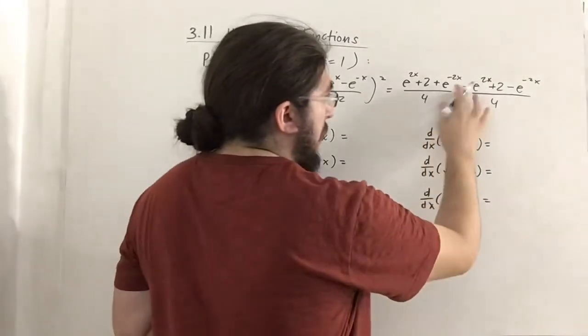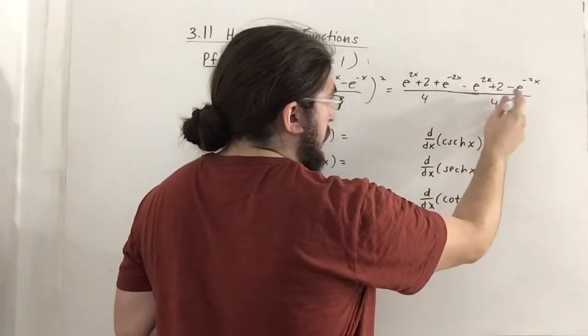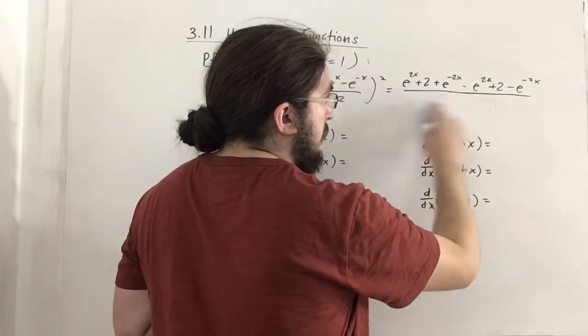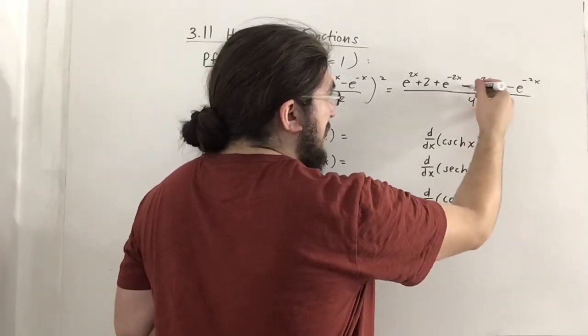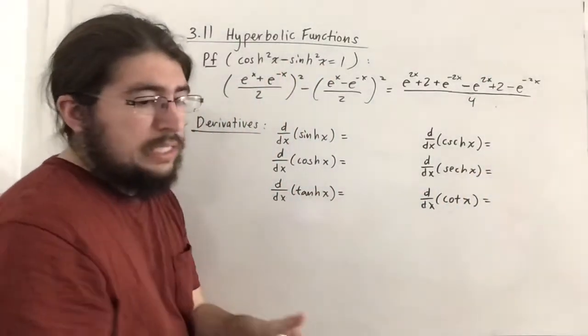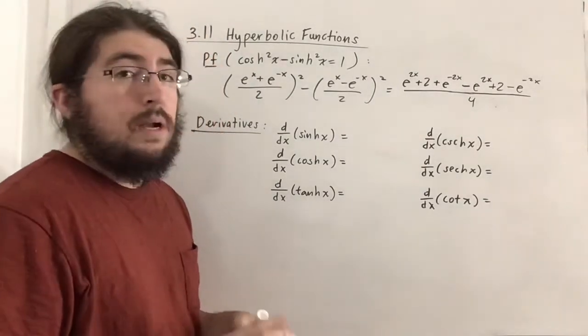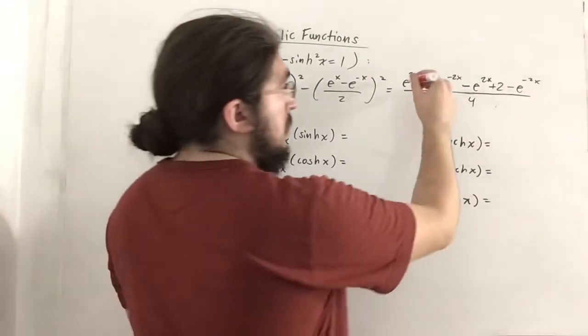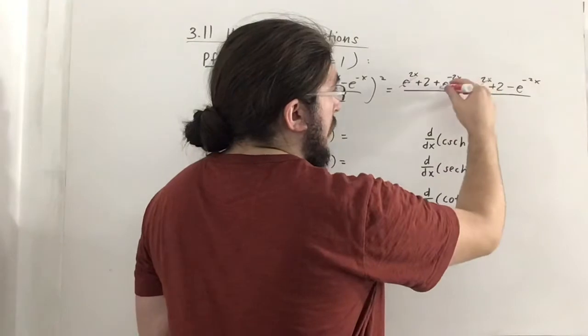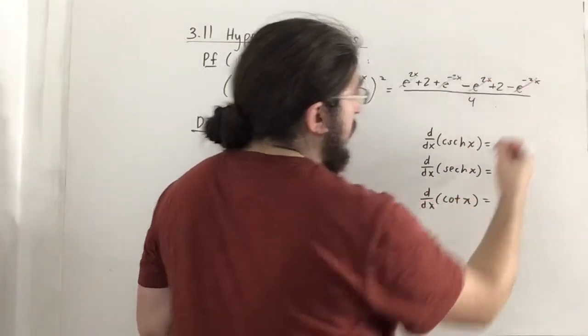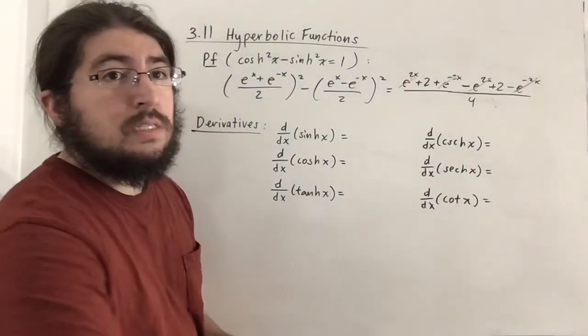And we can now combine them over the same denominator, because they have the common denominator 4. And we expect to get 4 on top after canceling some things, so that we get 1. And that is the case actually, because notice these cancel, and these actually cancel as well. So we're left with this 2 plus 2, which is indeed 1.